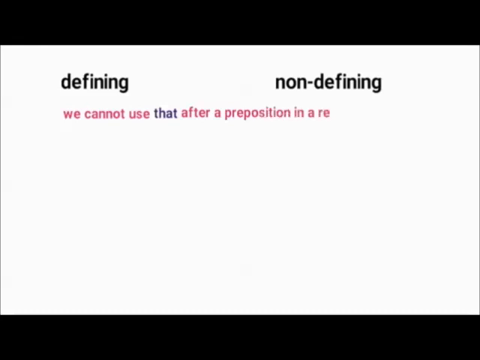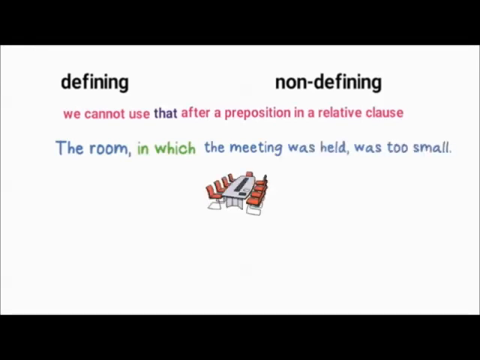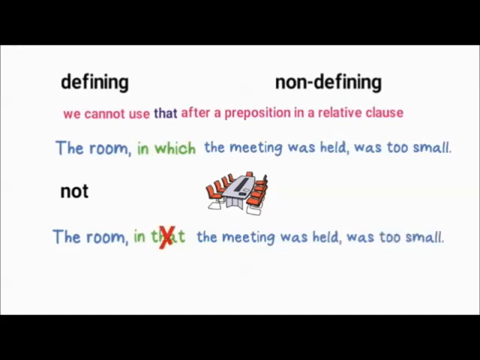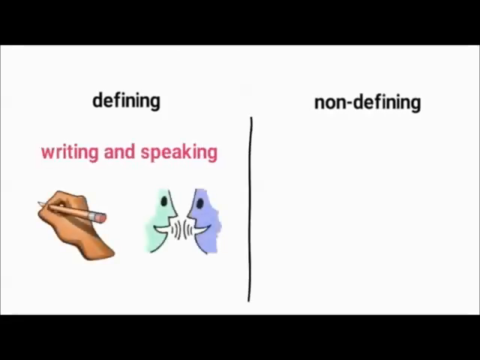Also, in both defining and non-defining relative clauses, we cannot use that after a preposition in a relative clause. So you would say, the room in which the meeting was held was too small, and not, the room in that the meeting was held was too small. And finally, defining relative clauses are used in writing and speaking, whereas non-defining relative clauses are more common in writing than in speaking. So now it's your turn.